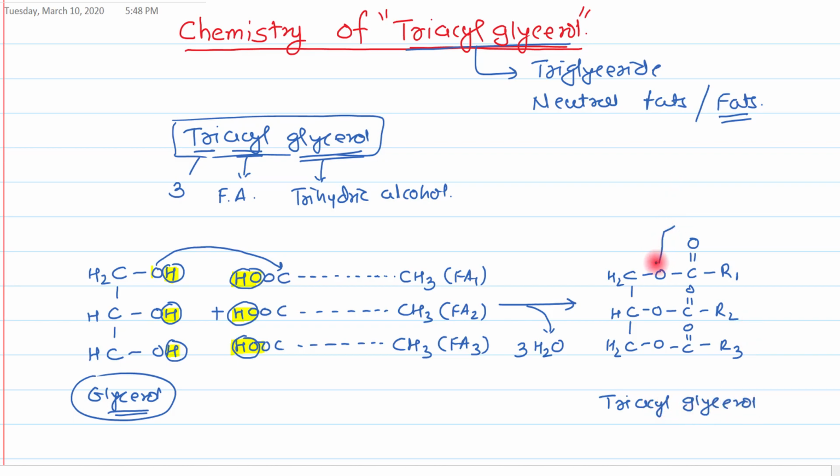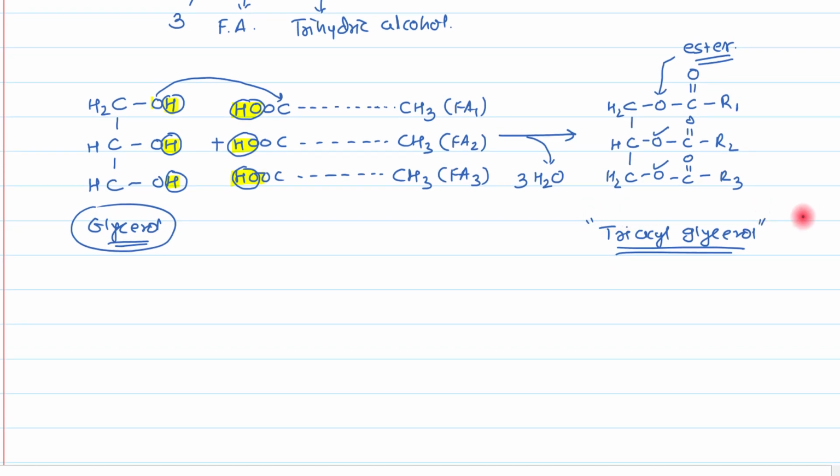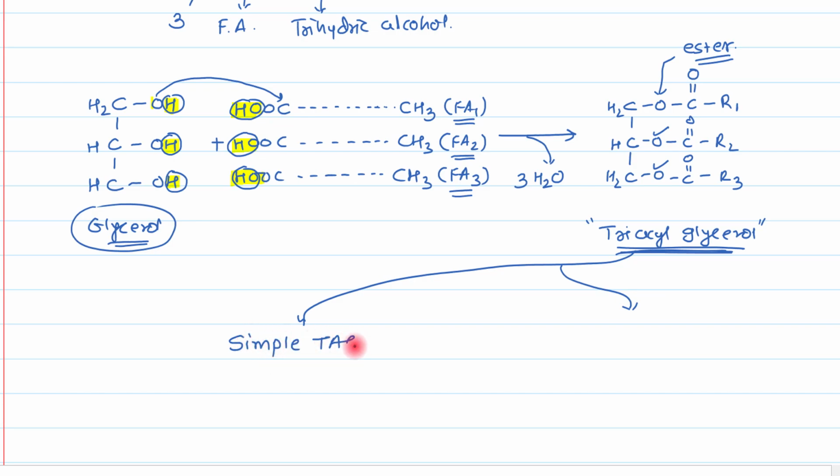The bond which is formed over here is an ester bond. It is the ester linkage. The same ester linkage is over here and over here. So this is the structure of triacylglycerol. Now, triacylglycerol is a general name for one particular group of compounds, because here we had not specified which fatty acids are there. Any of the many different types of fatty acid we have studied can take place. So triacylglycerol is basically divided into 2 parts: one is simple triacylglycerol, and another is mixed triacylglycerol.